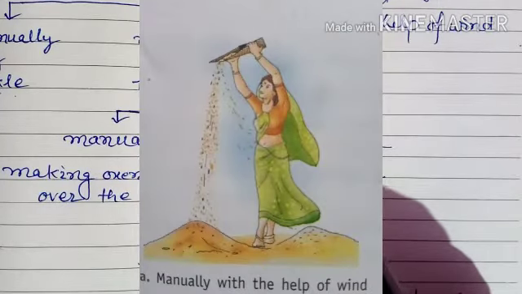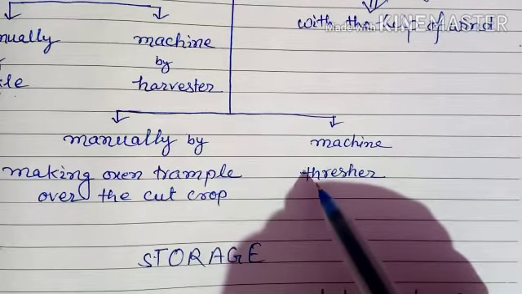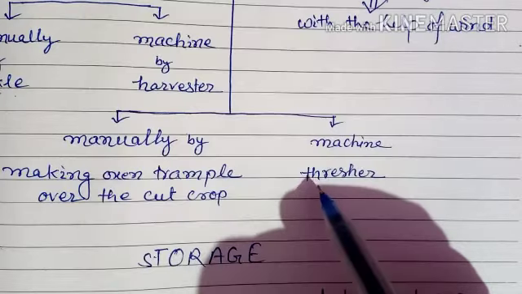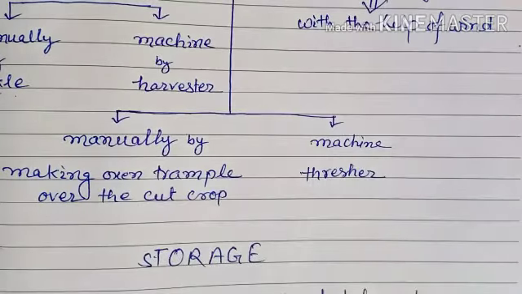In this process the mixture is dropped on the ground from a height, and the heavier seeds fall almost vertically down, whereas the lighter chaff gets blown away by the wind and falls at a distance. And the stem of the crop is cut into small pieces and used as cattle fodder.